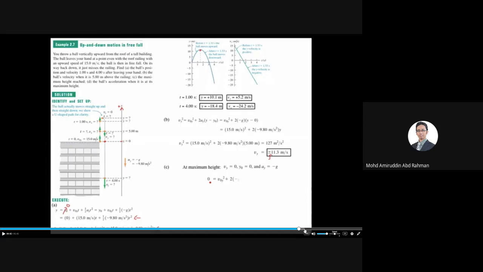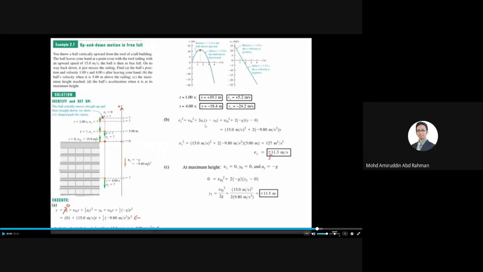Okay, so the maximum height. I can use this equation once again. In fact, you can use the same equation as in part B. Zeros put in the left-hand side. This is 15 meters per second. Putting in all the numbers, I find that it reaches a height of 11.5 meters.